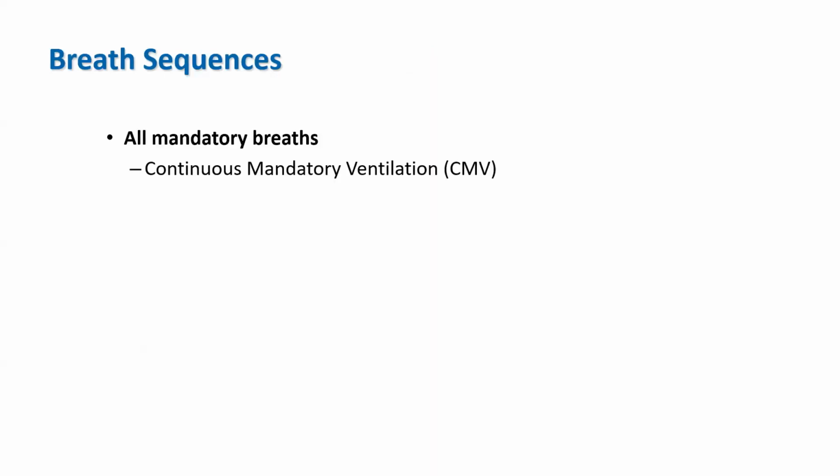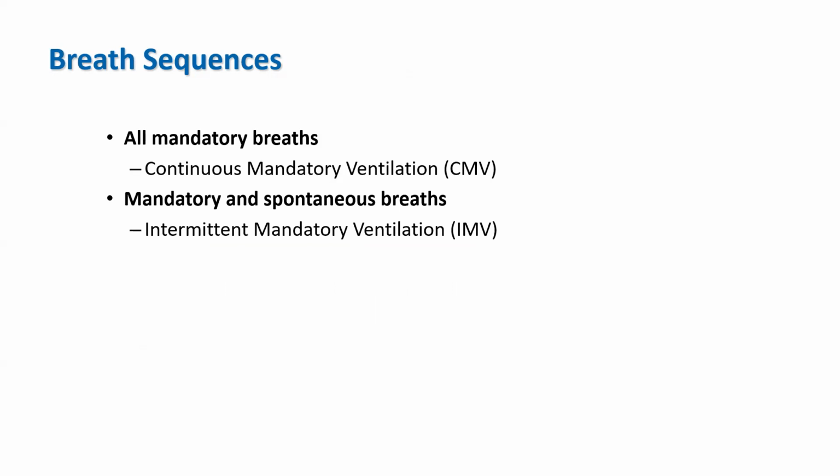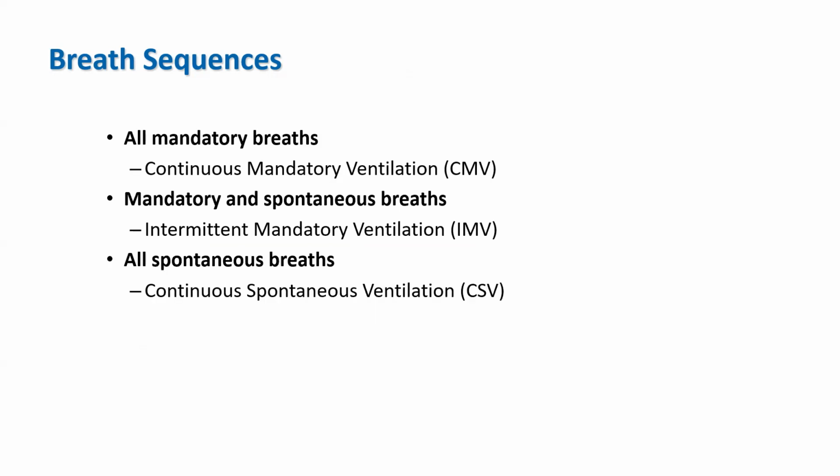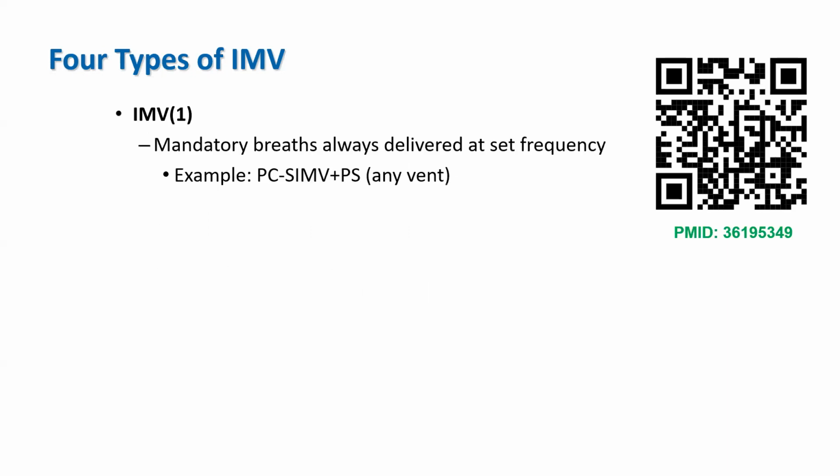With 2 types of breaths, we have 3 possible sequences or breathing patterns. The first is CMV, where all breaths are mandatory. The second is IMV, where spontaneous breaths may occur between mandatory breaths. And that definition is important. Third is CSV, where all breaths are spontaneous. Now, they never taught you this in school, but there are 4 very different types of IMV. The first is the traditional form, where the mandatory breaths are delivered at a set rate regardless of what the patient does.